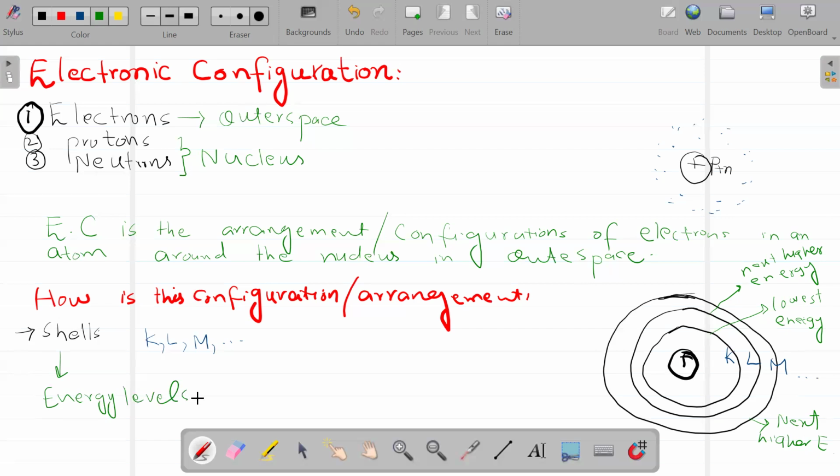As we already know, a thing is only stable if it is in the lower energy state. So the ground state, or the most stable electronic configuration, is one in which electrons are present in the lowest possible energy level.